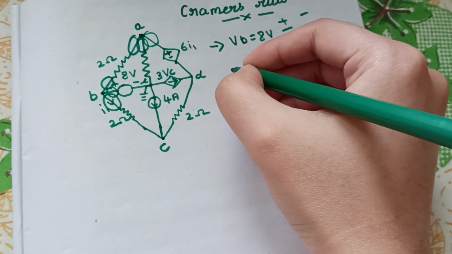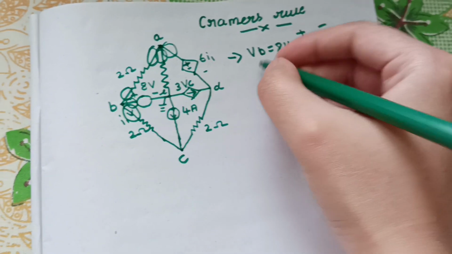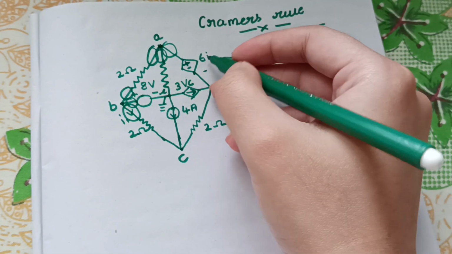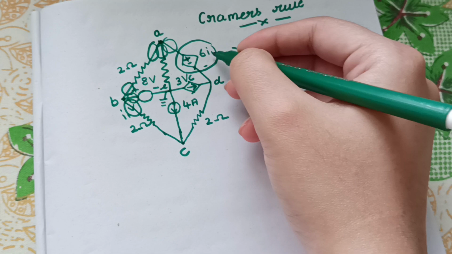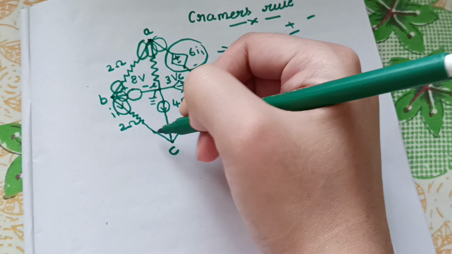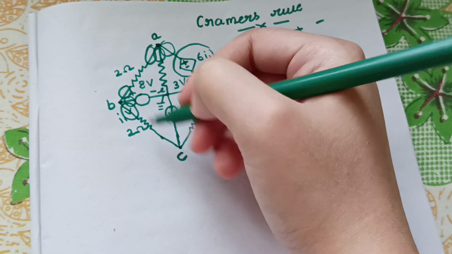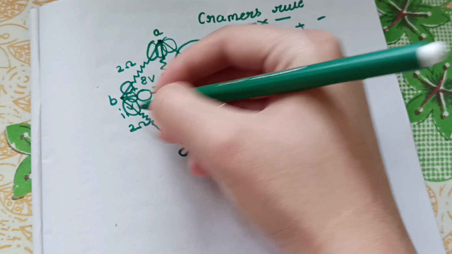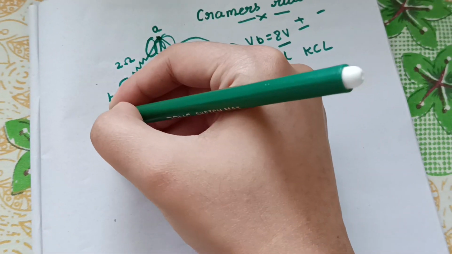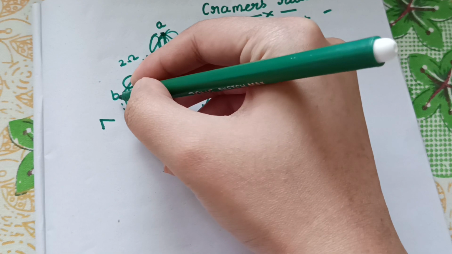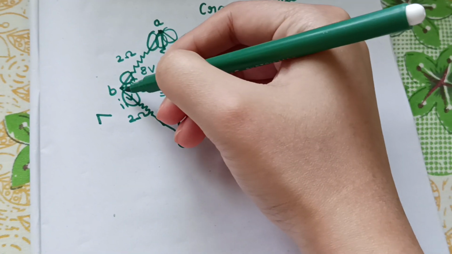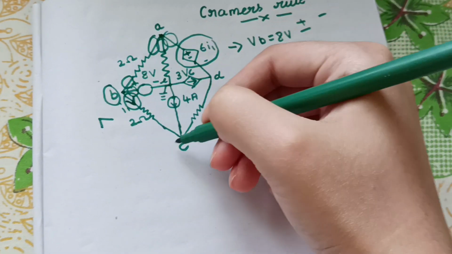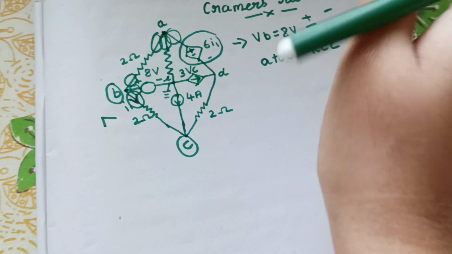Next thing is you are going to find the supernode. This is the A to D supernode first. We'll apply KCL, and here you can see that it is 6I1. So what is your I1? Your I1 is flowing in this direction. So I1 is equal to VB minus VC divided by 2. Here you can see the direction says that from B it is going to C, so you take VB minus VC divided by 2. It is not VC minus VB by 2.